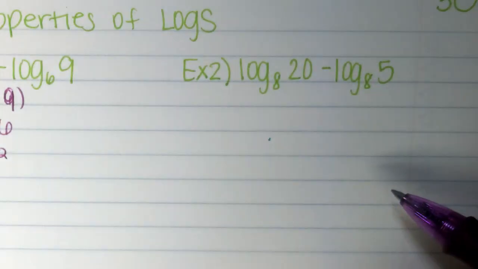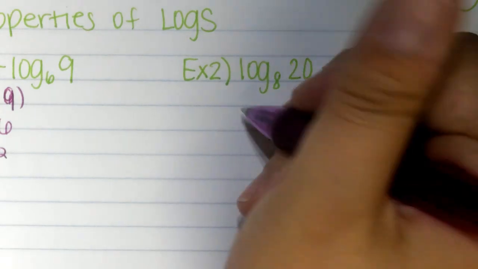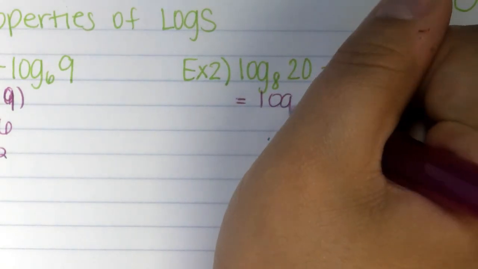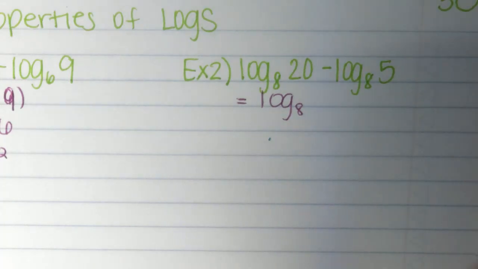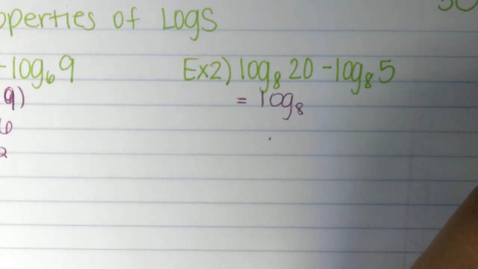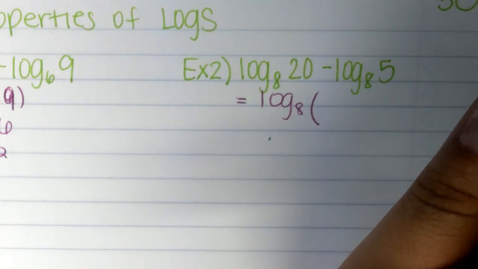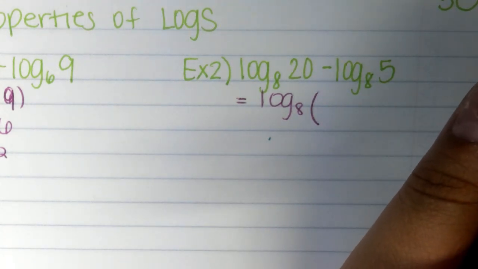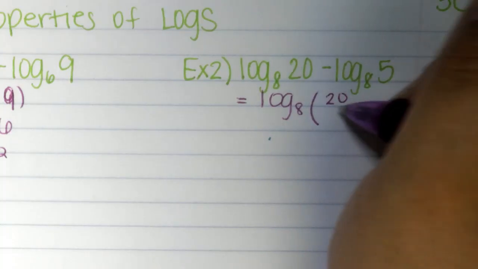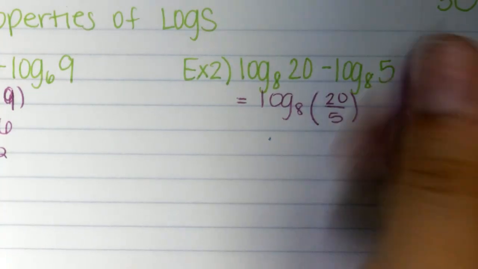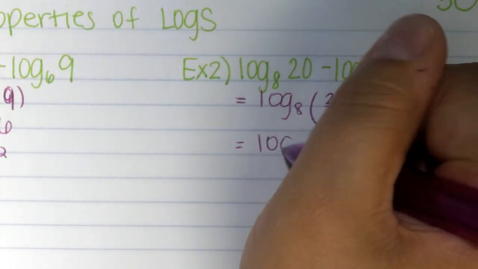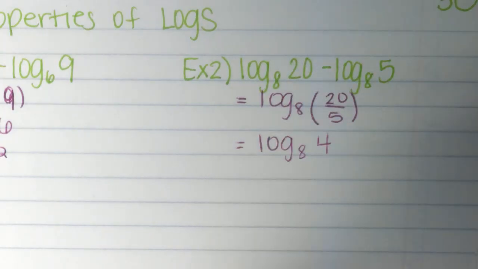Alright, what do I do first? I'm going to have log base 8. And by the way, when you divide and you get 1 log, so 2 logs subtracting turns into 1 log dividing. Don't do log base 8 of 20 divided by log base 8 of 5. It's just going to be 20 over 5, which gives me log base 8 of 4.